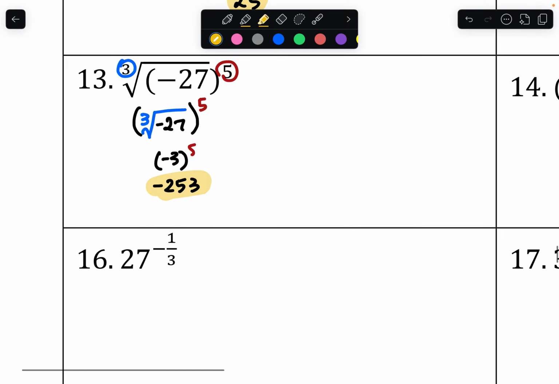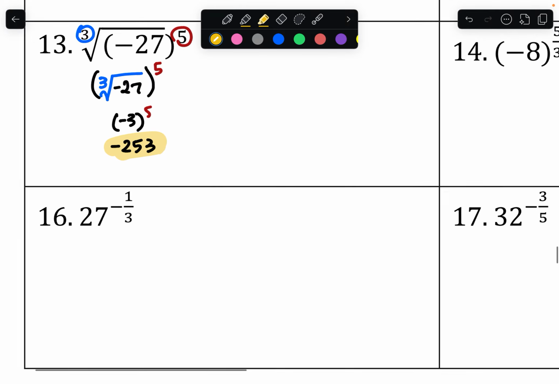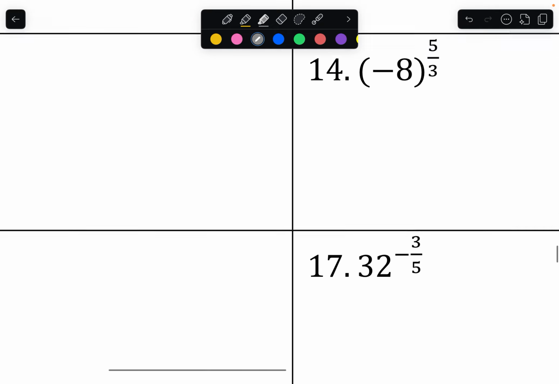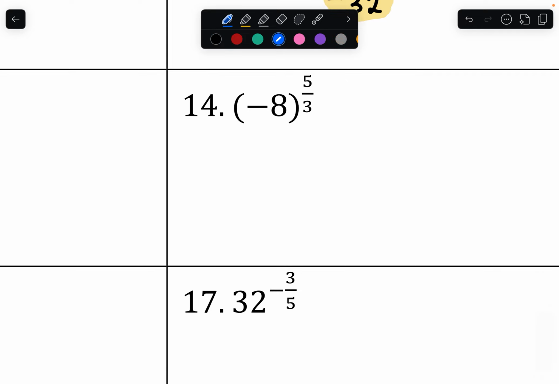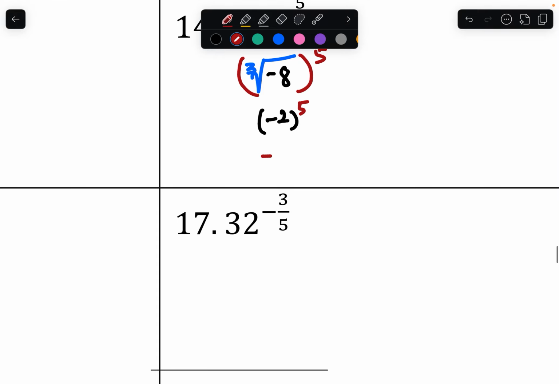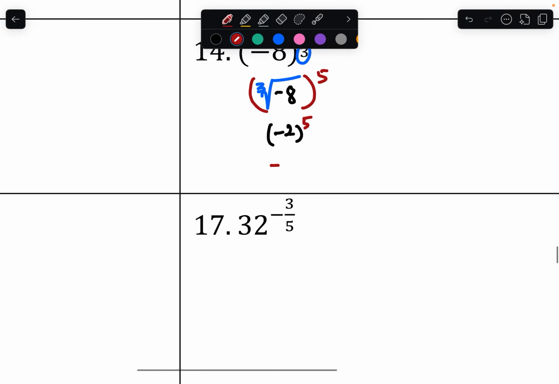Because 81 would give us negative 3 to the 4th power, and then just multiply that again by 3. And then anytime you raise a negative to an odd power, it is still negative. Anytime you raise a negative to an even power, it would become positive. Okay, here we are doing cube root of the negative 8, and then we are raising it to the 5th power. So that gives me a negative 2 raised to the 5th power, which is negative 32. Again, raising a negative to an odd power stays negative.